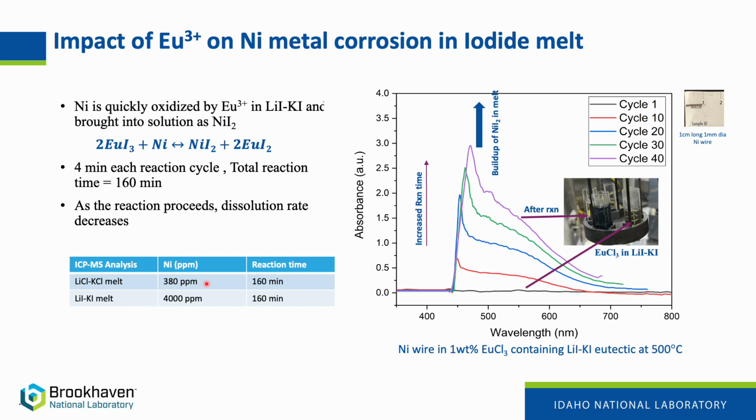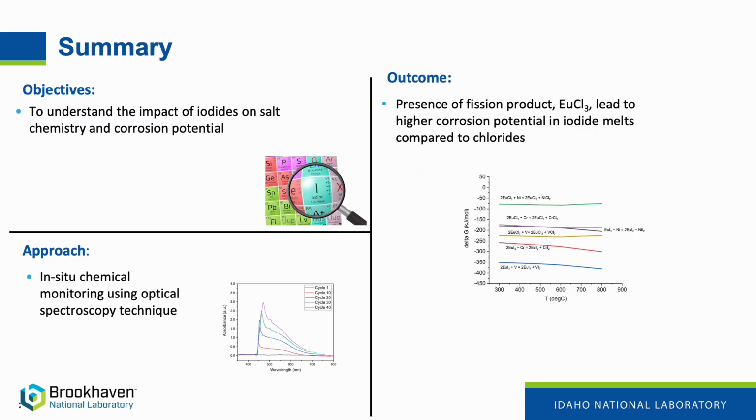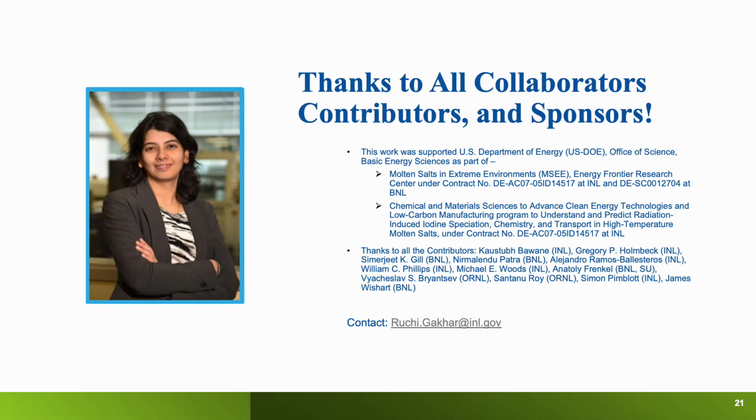Also interestingly, we did ICP-MS analysis, and it shows that nickel in salt is 10 times more in iodide melt compared to chloride melt. So this shows again how fast the kinetics is in this reaction, and how much the change in the halide impacts this chemistry. So this is what we were looking for: yes, fission product europium has an impact, but it has higher corrosion potential in iodide melts compared to chlorides.